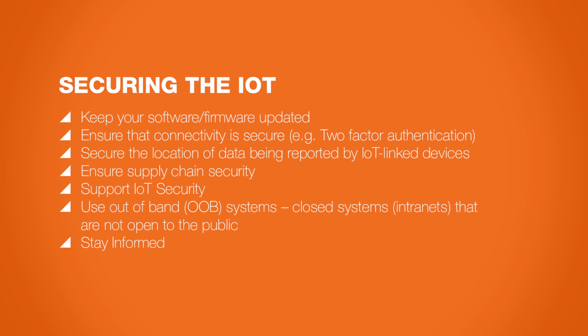Use out-of-band, OOB, systems, closed systems like intranets that are not open to the public. The Defense Department uses IoT-linked devices, but they are mainly out of reach from hackers because they are OOB. Defense weapon systems and even sensor-wearing soldiers report critical status information to centralized control centers that feed decision makers. We are less vulnerable to being hacked. However, these OOB systems are subject to insider attacks.